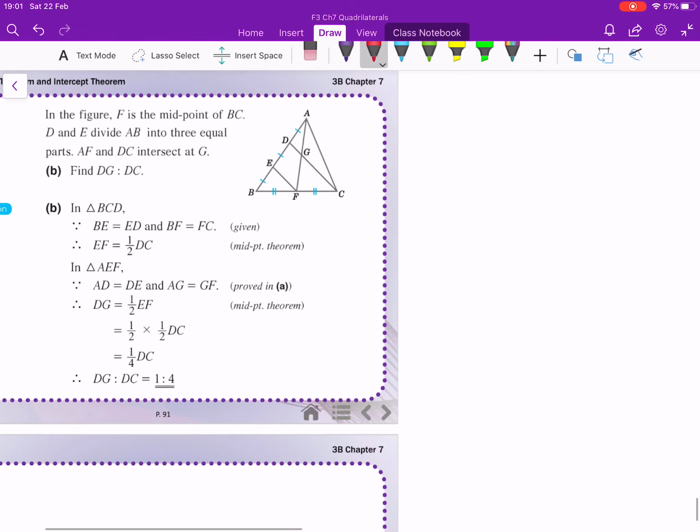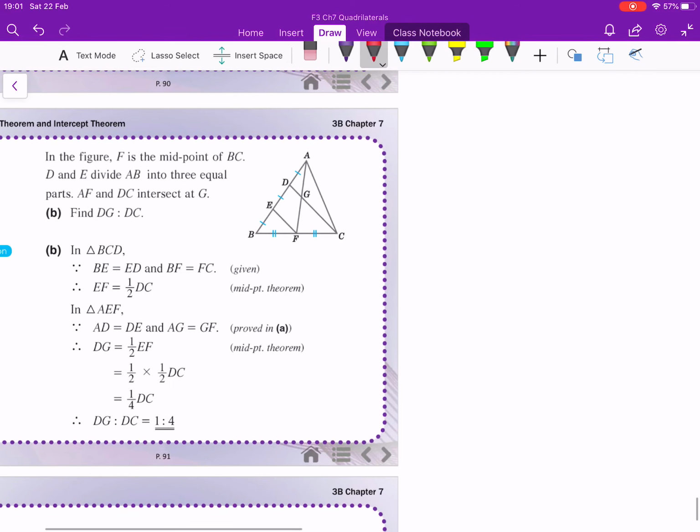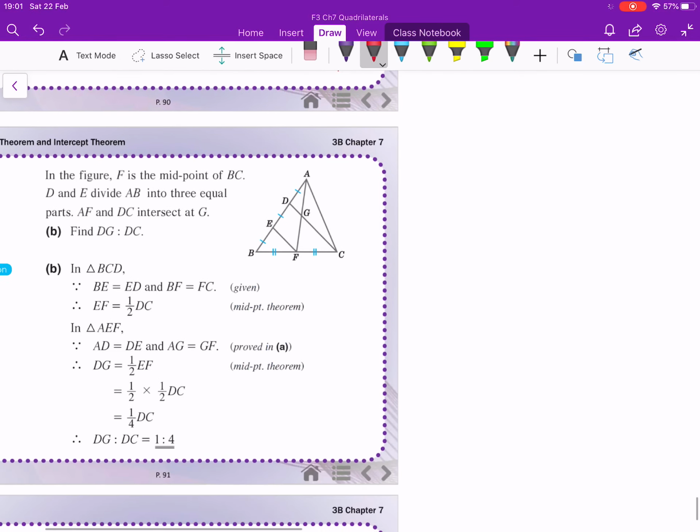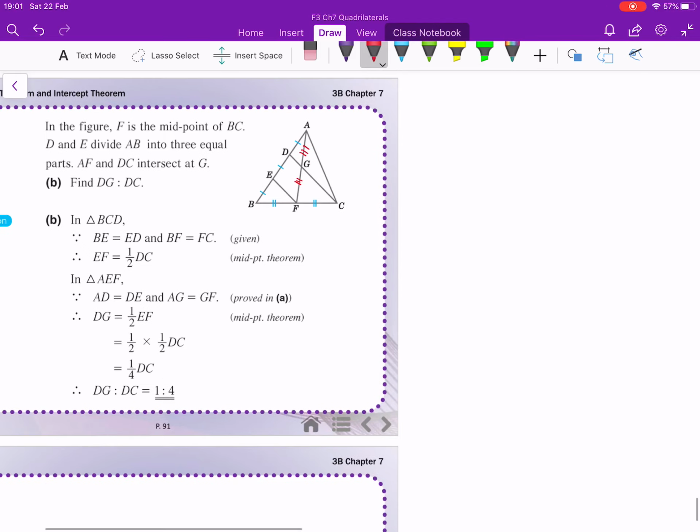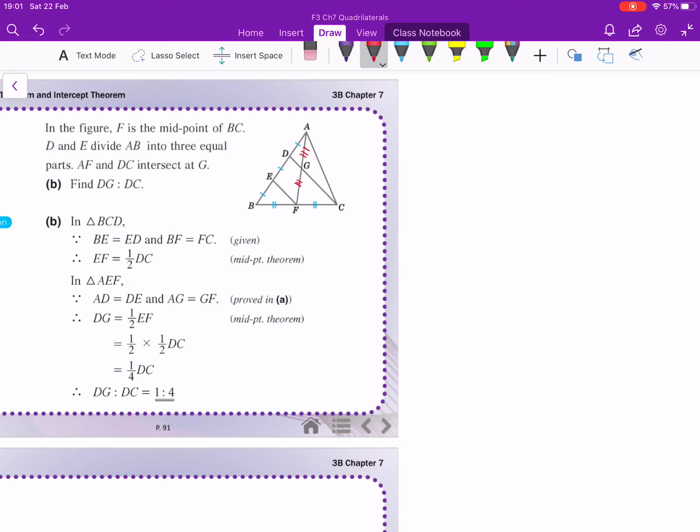No, move on to part B. Part B, this time you have to find the ratio between DG and DC. Okay, in part A, we proved that these two are the same, so draw on it. And then this time we have to find the ratio between DG and DC. What is the ratio?